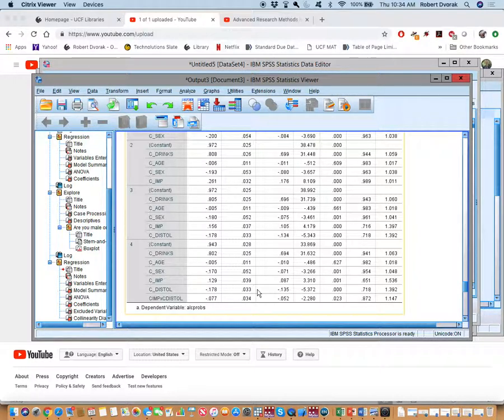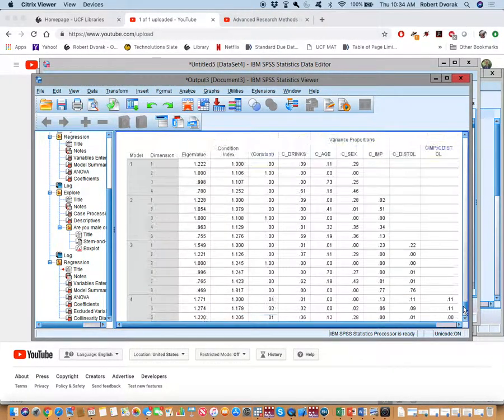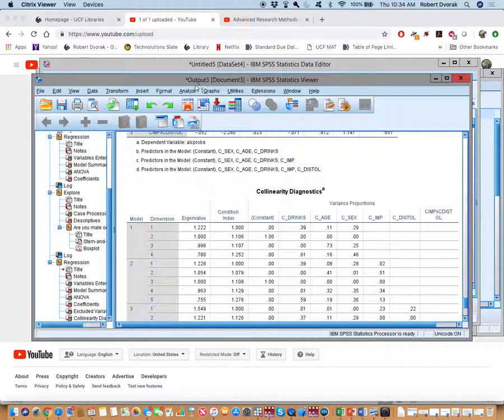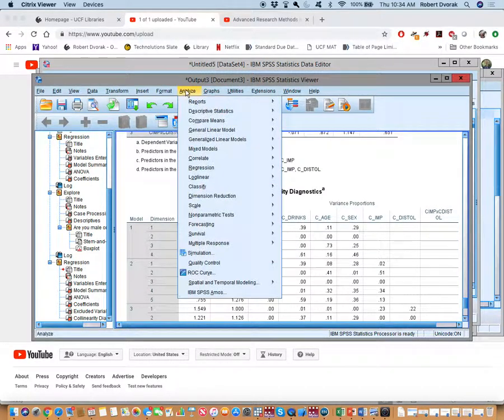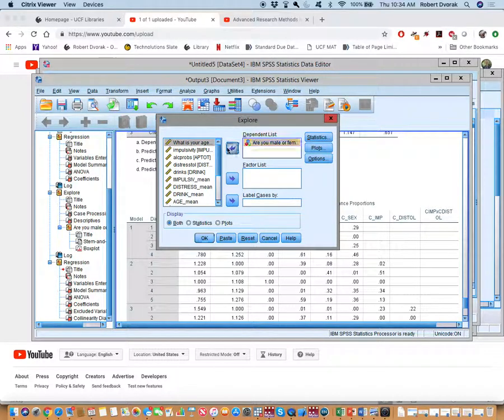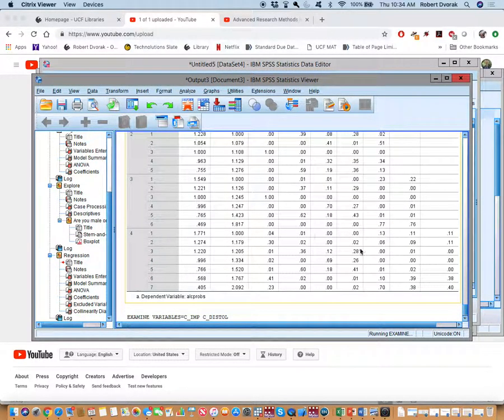So let's do that. Let's find out what our standard deviation is of m. So let's go analyze, descriptives, explore, remove that, and let's put both impulsivity and distress tolerance over here in our dependent list and hit OK.